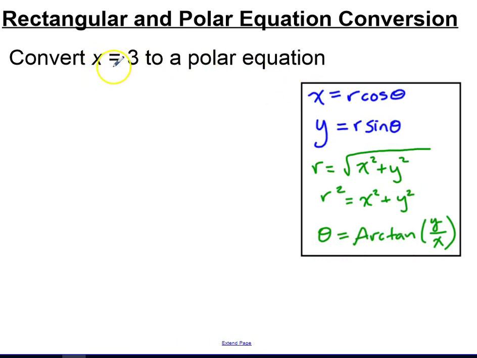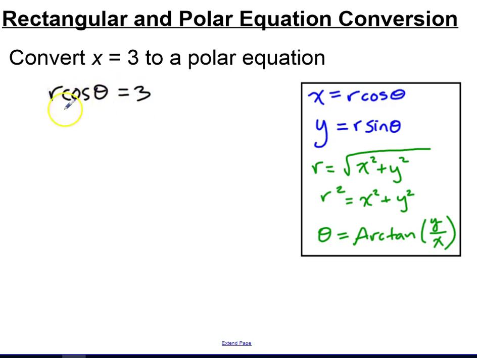So when we have an equation like x equals 3, and we want to get polar involved, so we want something with r's and thetas. Looking over here, I can convert x into r cosine theta. So let's go ahead and do that. In place of x, we're going to write r cosine theta equals 3.